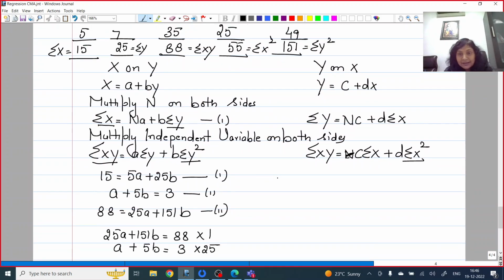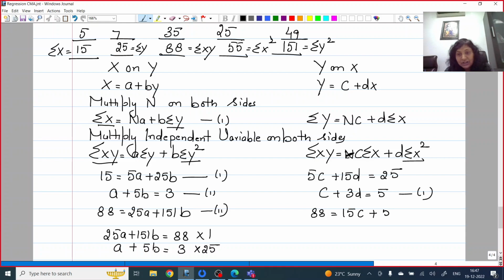Summation y is nc, that is 5c plus d summation x, that is 15d, and summation y is 25. Again we simplify, this becomes c + 3d = 5. This is my first equation. Now second equation, summation xy, that is 88, is equal to c summation x, that is 15c, plus d summation x square, that is 55d. So now this equation is 15c + 55d = 88.